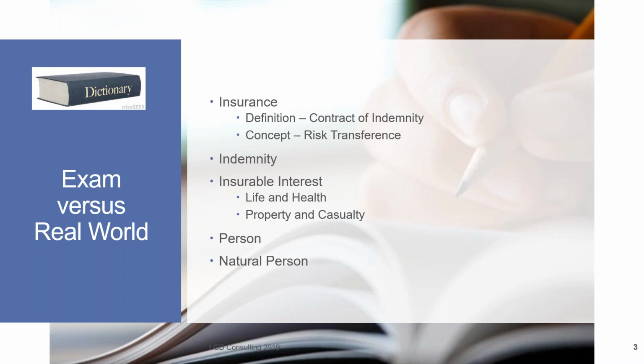Now, the test may say an economic effect. That means financially you're affected. So you can insure your house, because if your house were to burn down, it will cost you money to fix it or rebuild it. But you couldn't insure your neighbor's house.